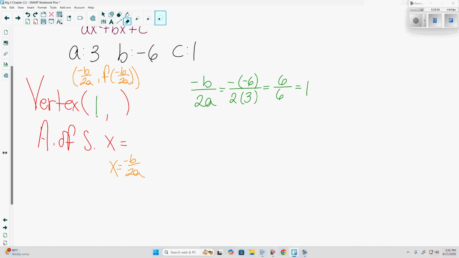So we have the x value of the vertex, yes? We also know what the axis of symmetry is. Axis of symmetry said what? x is equal to negative b over 2a. So here, x is equal to 1.